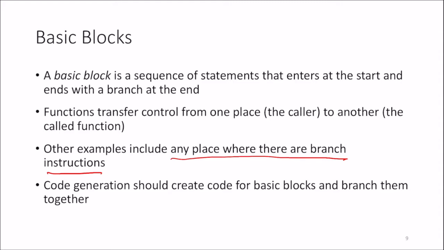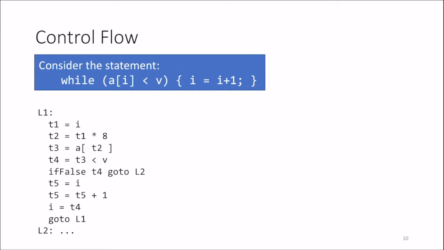Code generation should create the code for basic blocks and branch them together. So essentially, you're creating these basic blocks and then connecting them up. So let's look at some examples of basic blocks and how they are linked together. So let's take a very simple while loop here. Well, it's not that simple because it has an array dereference here. So it's looking up the ith element of this array A, checking if it's less than V, and then incrementing I.